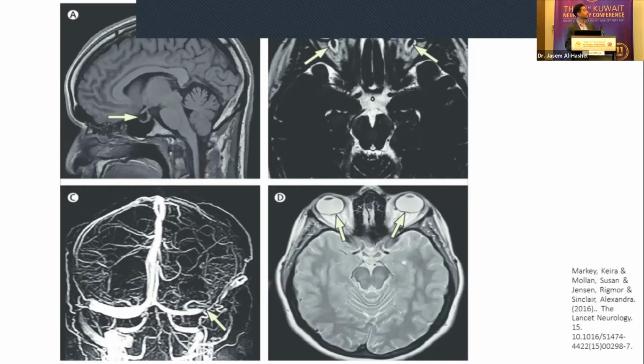So these are the common neuroimaging features of IIH. As you can see, the first image, there is an empty sella sign. You can see here a dilated optic nerve sheath. You can get tortuosity of the optic nerve. You can get stenosis, which is commonly seen in the transverse vein. It's stenosis and not thrombosis. And you can get flattening of the posterior globe.